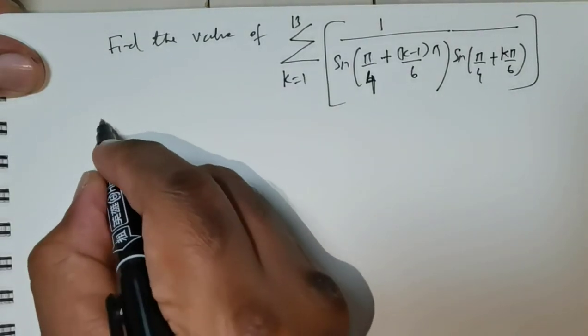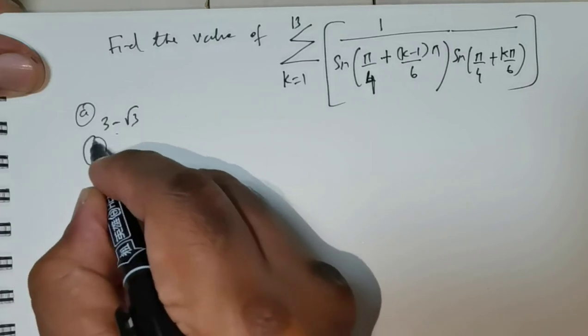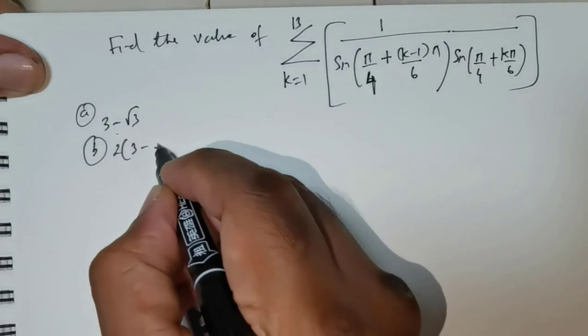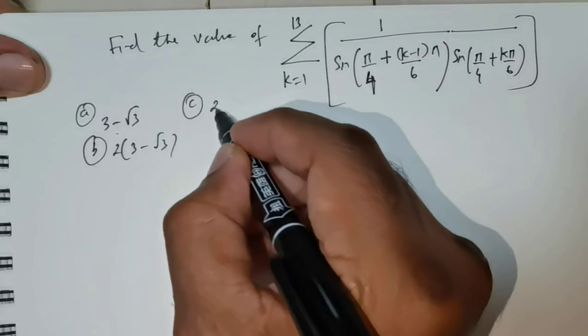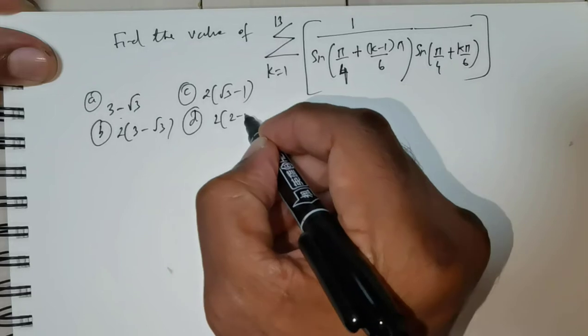We are given choices: choice A, 3 minus root 3; choice B, 2 times 3 minus root 3; choice C, 2 times root 3 minus 1; choice D, 2 times 2 minus root 3.